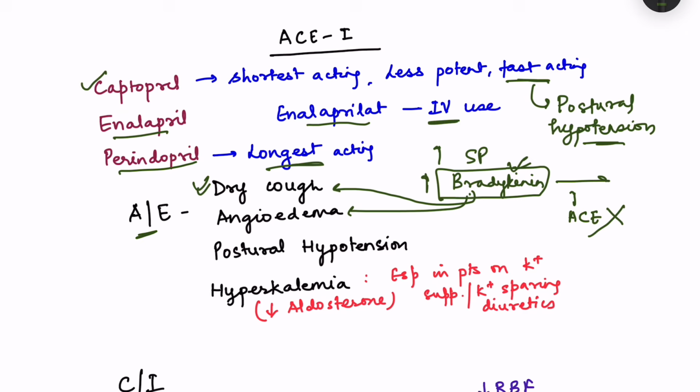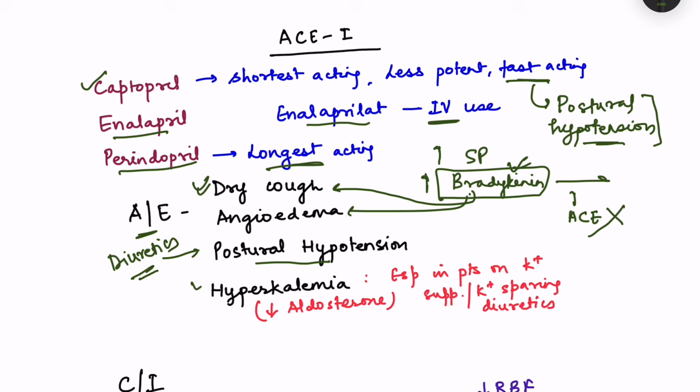So if this occurs, then immediately the person has to be given epinephrine, antihistaminics, glucocorticoids, and obviously ACE inhibitors need to be stopped. The next adverse effect is postural hypotension. I told you postural hypotension can occur especially in the initial few doses, and especially in patients who are already taking diuretics.